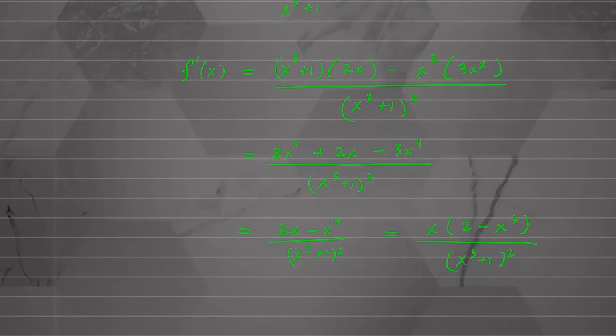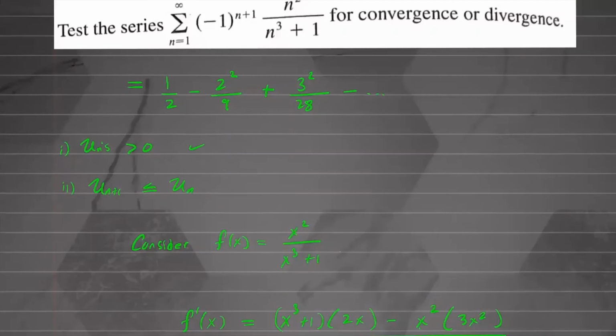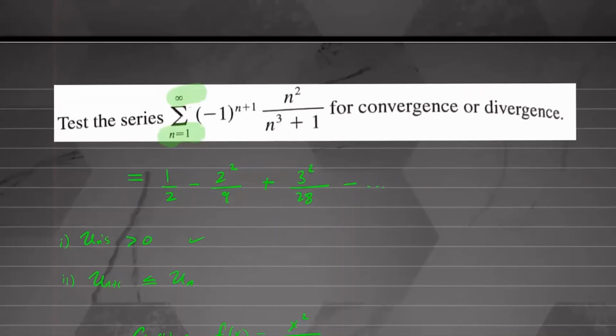So when will this be less than 0? I want this to be less than 0. Well, if you observe, the denominator is always positive. Since we're looking at from 1 to infinity, x is always going to be positive. So the only thing we need to see is when this will be negative, because that will take everything less than 0. So we want 2 minus x cubed to be less than 0. If you solve it, you will have 2 is less than x cubed, and then taking the cube root of both sides, you have the cube root of 2 is less than x. In other words, x has to be greater than the cube root of 2.